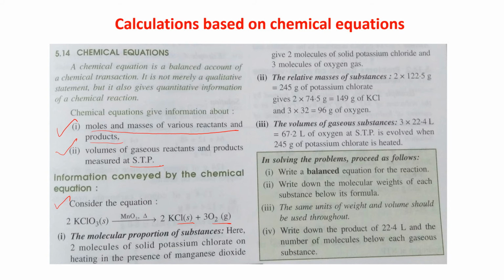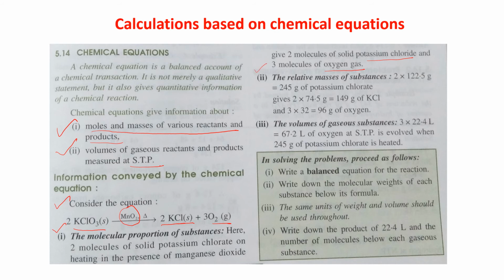The molecular proportion of substance. This is the first information that we are getting. What here? 2 molecules of solid potassium chlorate on heating in presence of manganese dioxide gives 2 molecules of solid potassium chloride, KCl, and 3 molecules of oxygen gas. That information, the reaction, is given.